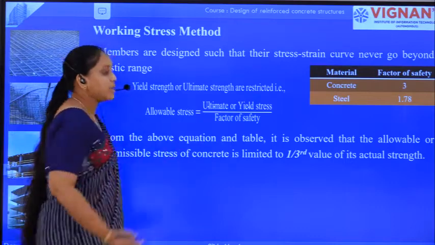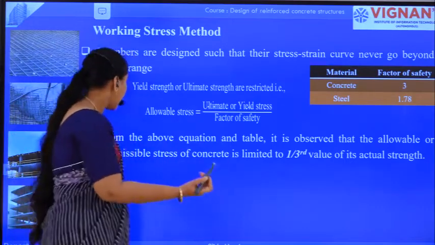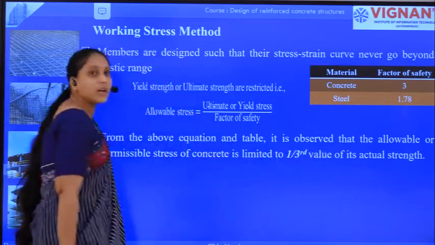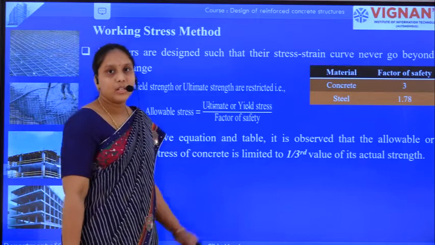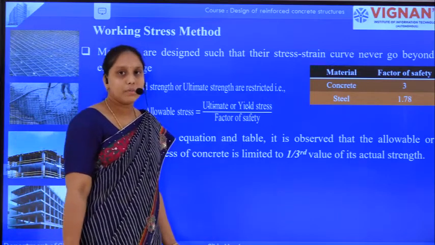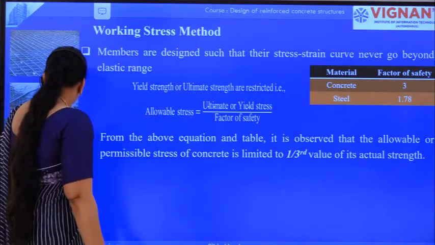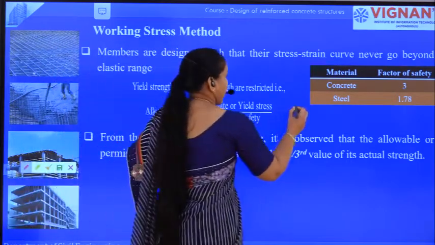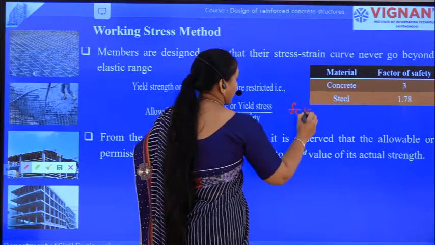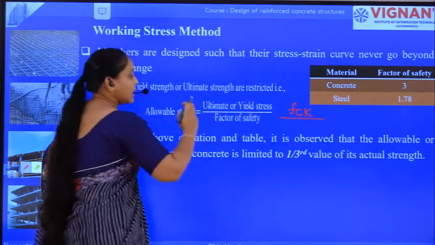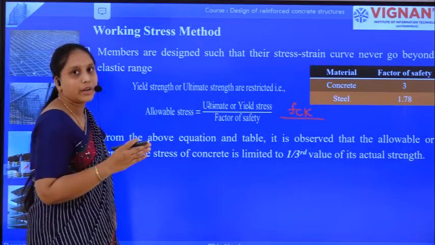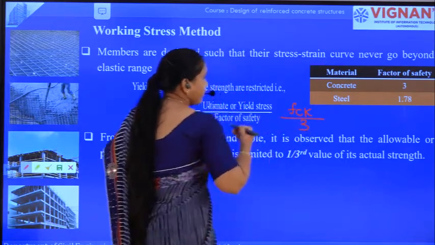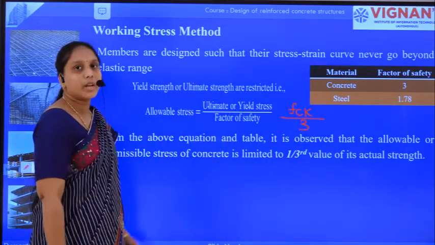So from the above equation, what can we observe? We can observe that the permissible stress of the concrete is limited to 1/3 of its actual strength. What does that mean? Suppose fck is the ultimate strength of the concrete, then they have divided it with a suitable factor of safety, which is 3.